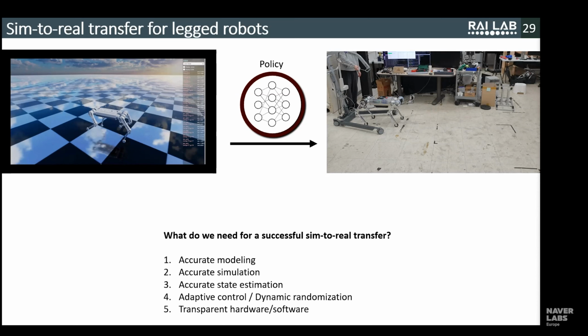So Daniel, thanks for the nice talk. What are your thoughts on relaxing the accuracy of modeling, simulation, and state estimation, and doing a final training phase in the real world instead? Do you think this is feasible or too data intensive?